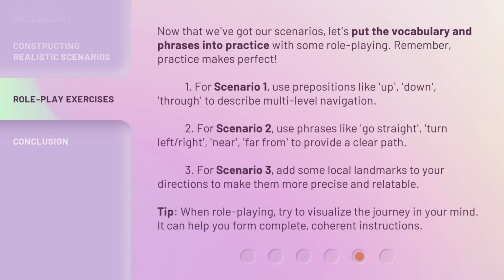Now that we've got our scenarios, let's put the vocabulary and phrases into practice with some role-playing. Remember, practice makes perfect. 1. For scenario 1, use prepositions like up, down, through, to describe multi-level navigation. 2. For scenario 2, use phrases like go straight, turn left, right, near, far from, to provide a clear path.